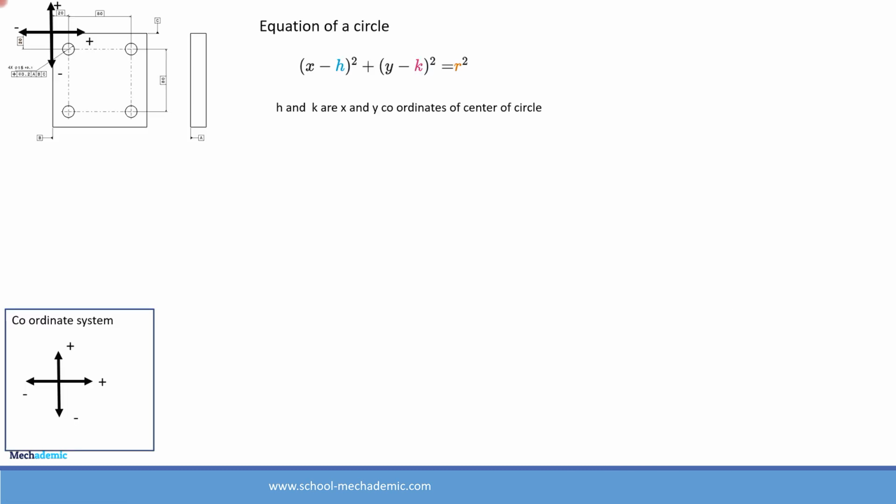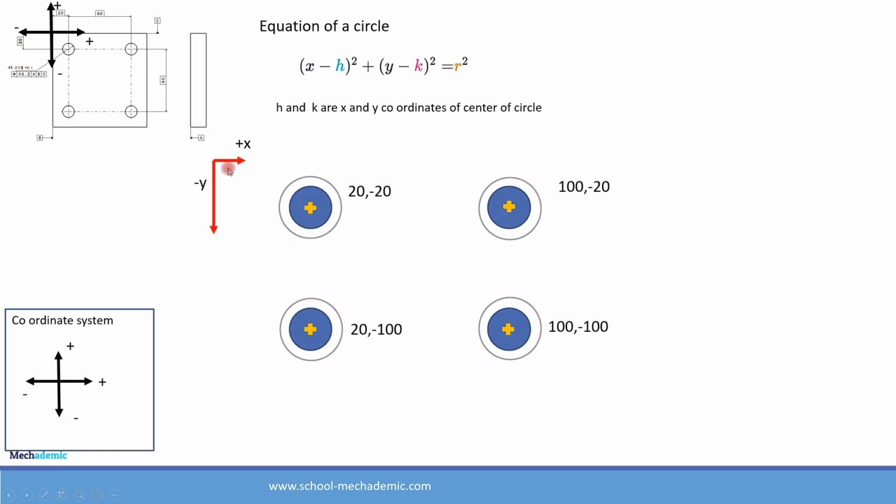Now let us form the equations for the tolerance zones for the 4 holes. So the coordinate system is shown over here. X-axis is horizontal, y-axis is vertical. So minus y-axis is towards the downside and plus x-axis is towards the right side, originating from the edge of the part over here. So consider this point as the edge of the part, which is the origin. So plus x towards the right, minus y towards the downside. So with that and with the basic dimensions which are available in the drawing, we can form the coordinates of the 4 points of center of the tolerance zones. So for this one it is 20, minus 20, where x is 20 and y is minus 20. Here 100, minus 20; 20, minus 100; 100, minus 100.